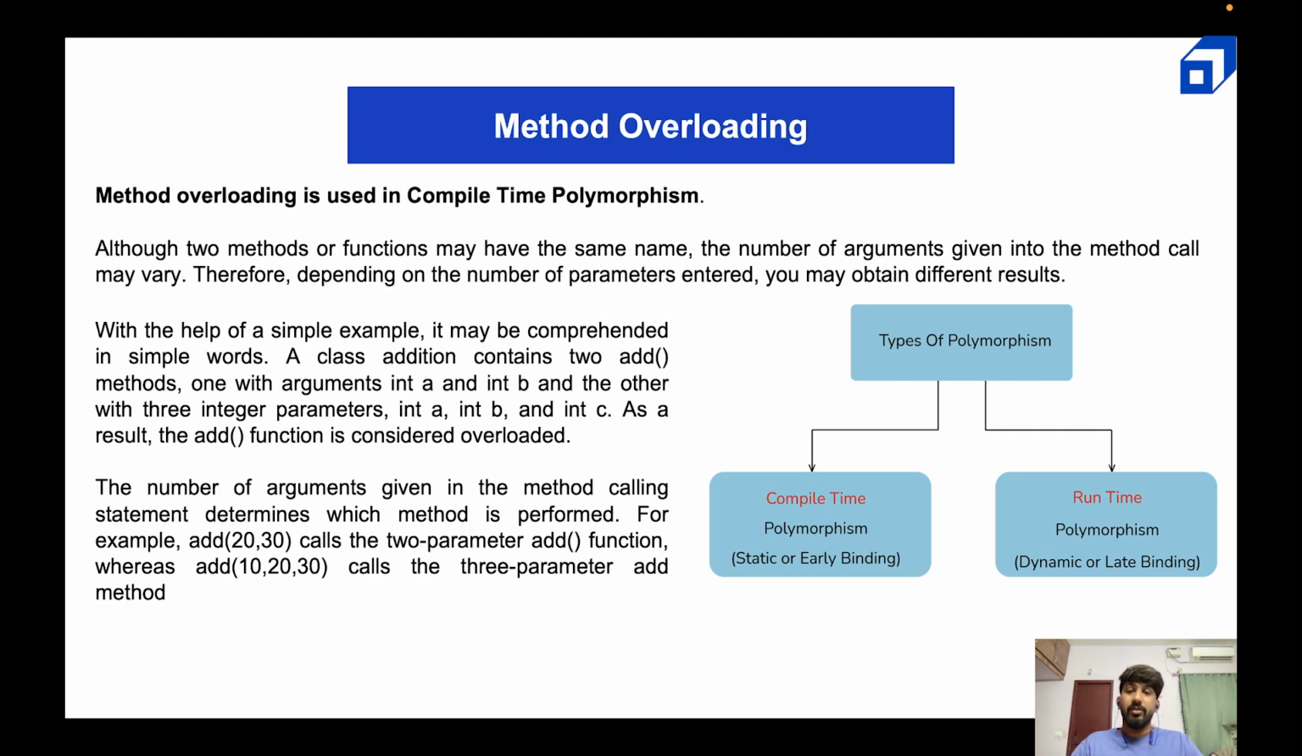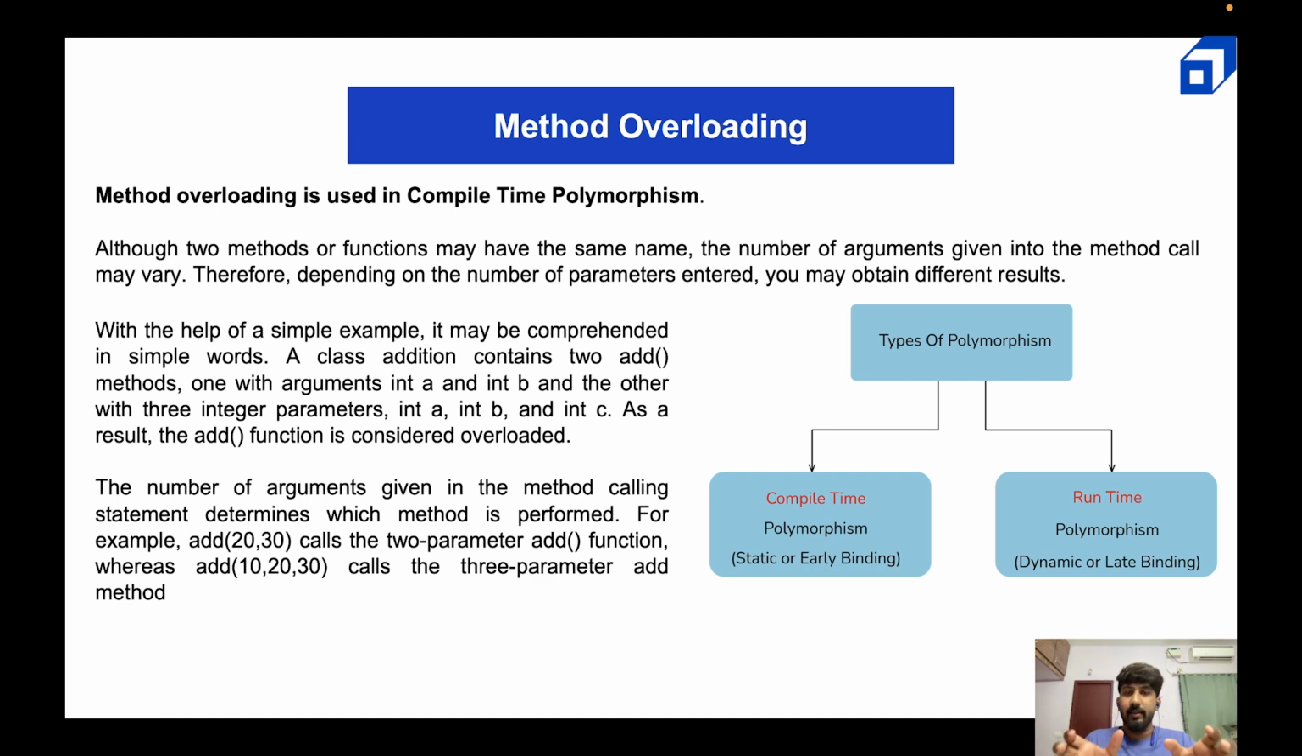Coming to the next one, which is method overloading. In this case, it's compile time polymorphism. So this happens while the code is getting compiled. All the two methods or functions may have the same name, but the number of arguments given in the method call may vary. So in this case, basically the parameters will be different, but the function name or the method name would be the same. Again, let's say you want to add numbers.